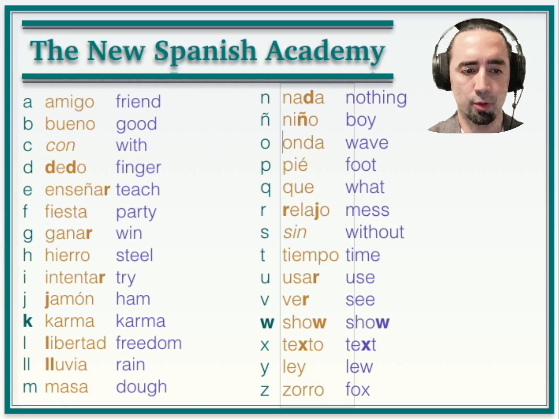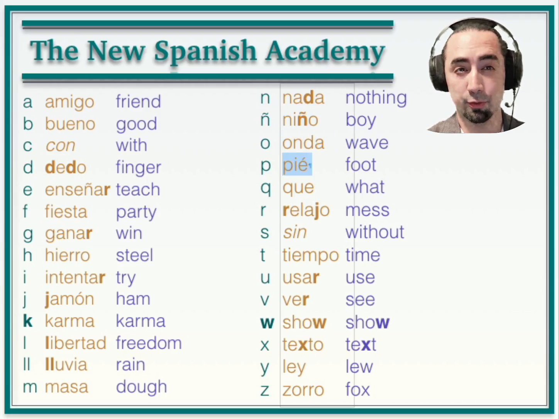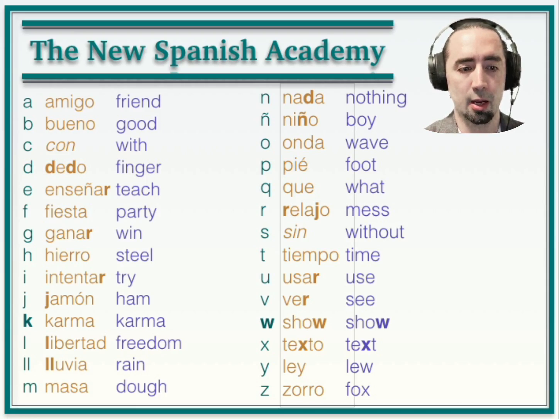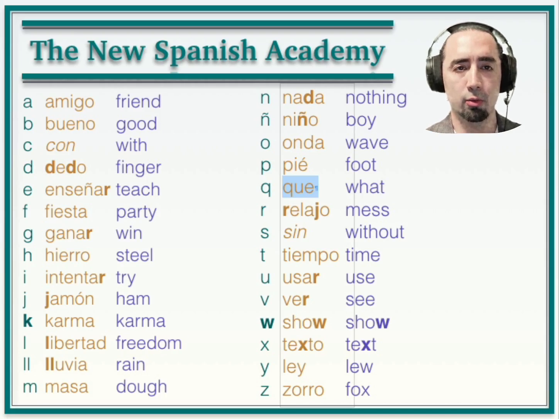Niño, onda. Pie. Pie means foot. And you might wonder, do you say la pie or el pie? It's masculine and you say el pie. The foot, el pie. Que. So again, que. Q-U-E. Que. It's not que.